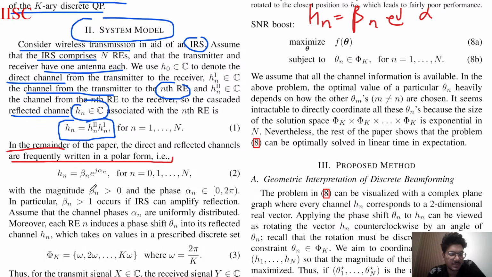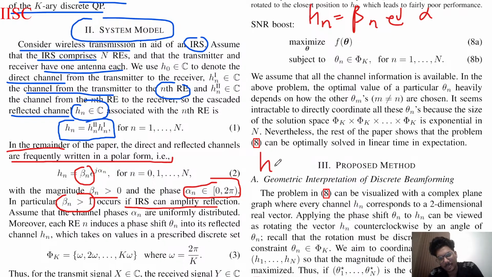So Hn is a complex number whose magnitude is greater than 0, and alpha is a phase that we choose from 0 to 2 pi. In particular, we see that the magnitude can be greater than 1 if the IRS can amplify the reflection. It is an important point to note that if we represent Hn in polar form, it is equal to beta n e to the power minus j alpha.